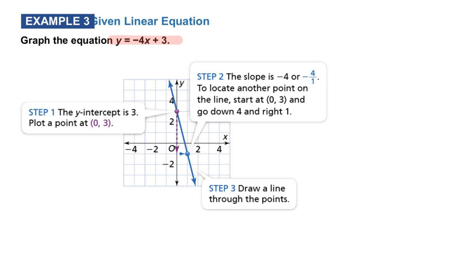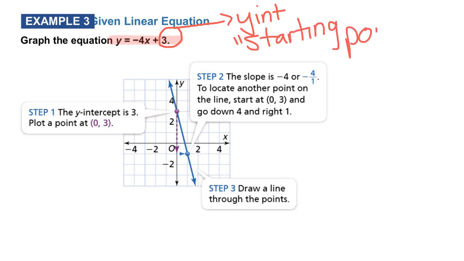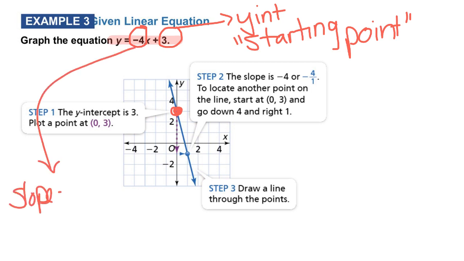If I think about this, my 3, that's my y-intercept. That is my starting point. So notice they started right there on the y-axis at 3. And then this is how I'm going to count it out. This is my slope. -4. Remember, that's a rise. Okay, well, technically it's a fall because it's a negative.